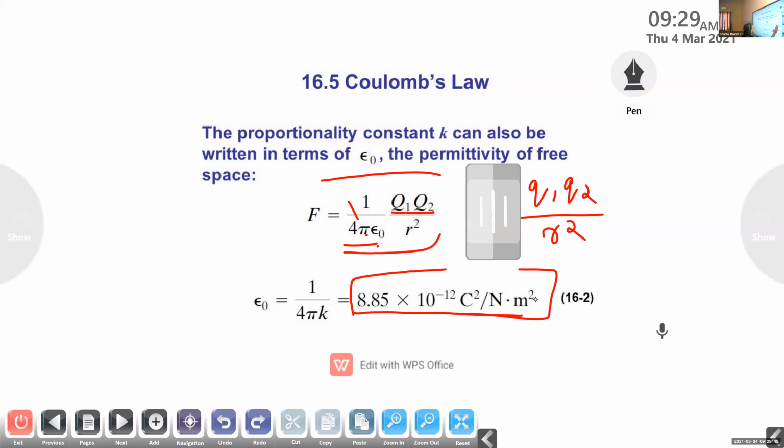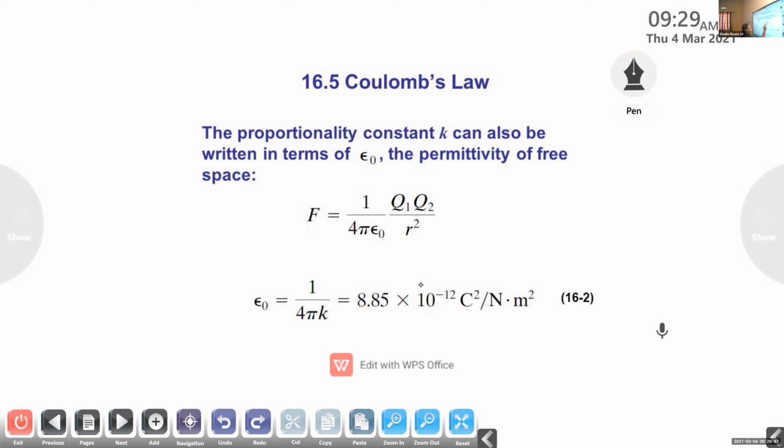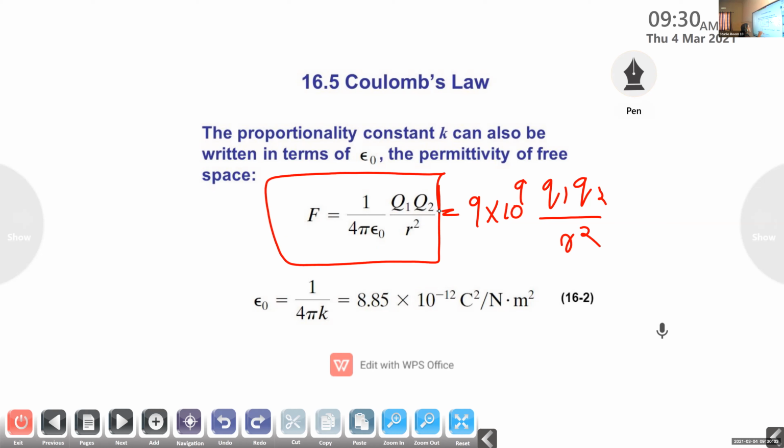Finally, the equation changes into, what is the final form of our equation? 9 into 10 raised to 9 Q1 Q2 divided by R square. So whenever I ask what is the equation to represent Coulomb's law, this is the equation: F is equal to 1 by 4 pi epsilon 0 Q1 Q2 by R square. If you are doing numericals, you can enter this value of epsilon 0 and solve it, and use this equation. What is Coulomb's law? 9 into 10 raised to 9 Q1 Q2 by R square.